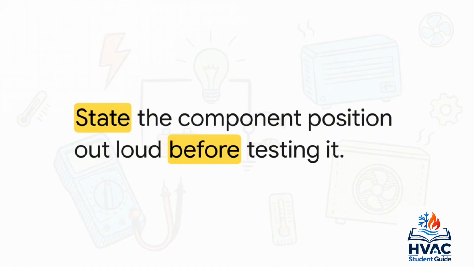I absolutely love this habit from the source material. State the component's position out loud before you test it. Before you even apply your meter probes, actually declare what the switch should be doing. Like, hey, this pressure switch should be closed right now because there's pressure. If you don't declare what the reading is supposed to be beforehand, how are you going to know if your meter's reading is actually indicating a fault?